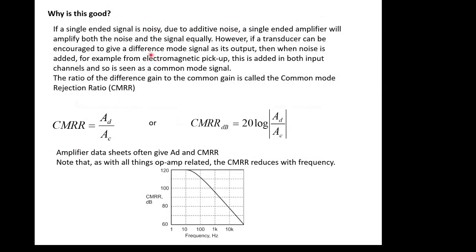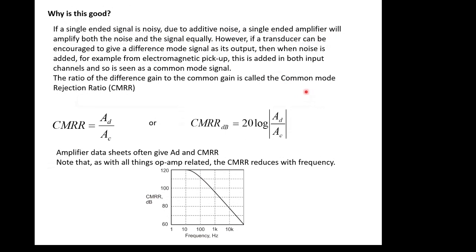So why is it good? I've told you a little about why it's good already. If a single-ended signal is noisy due to additive noise, a single-ended amplifier will amplify both the noise and the signal equally. It can't tell them apart. Just seeing one signal, it'll just amplify as best it can. But if you can get a transducer or a signal that can give a difference mode signal as its output, then the noise we add is common mode and the signal is differential mode.